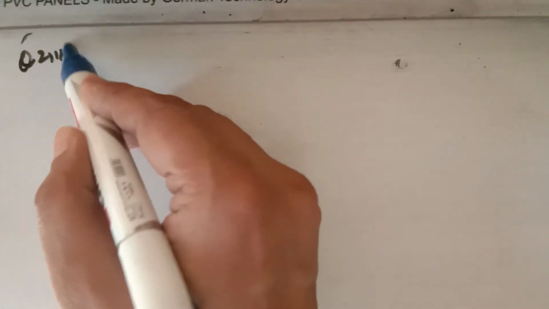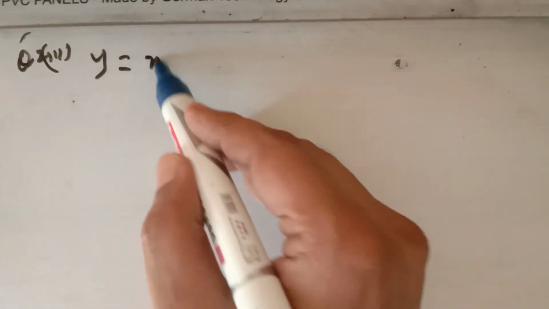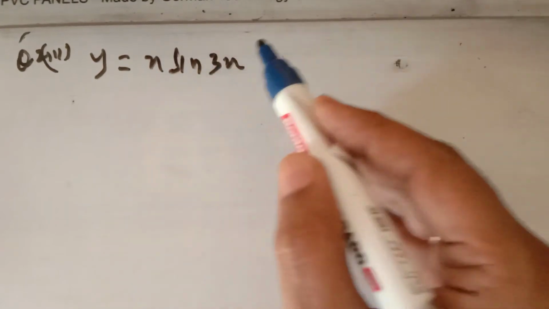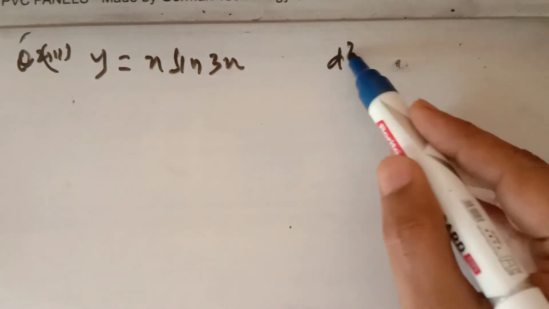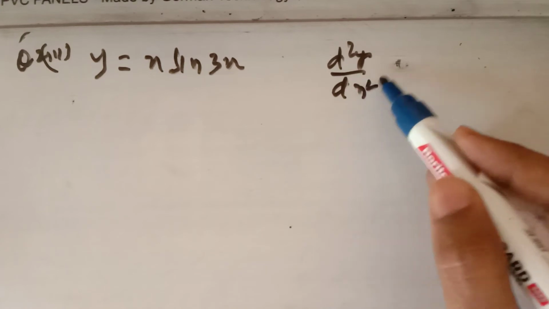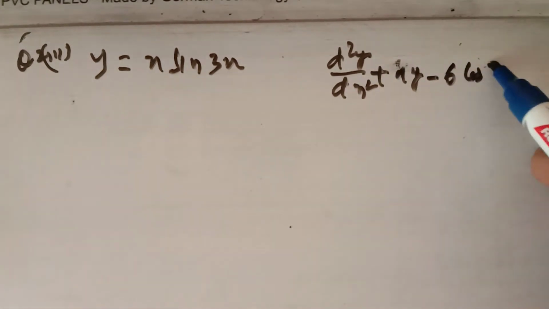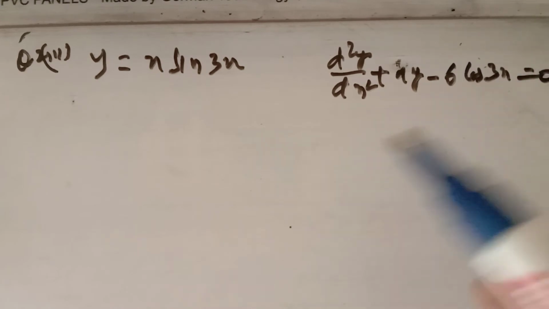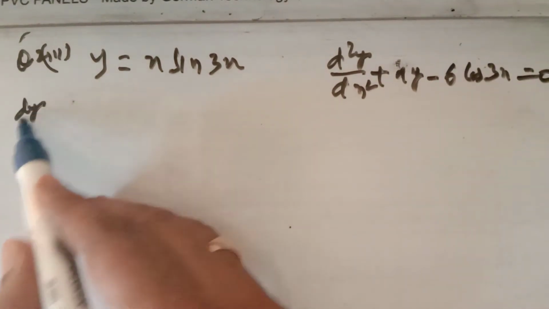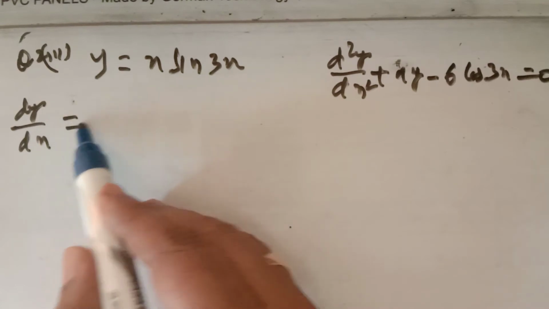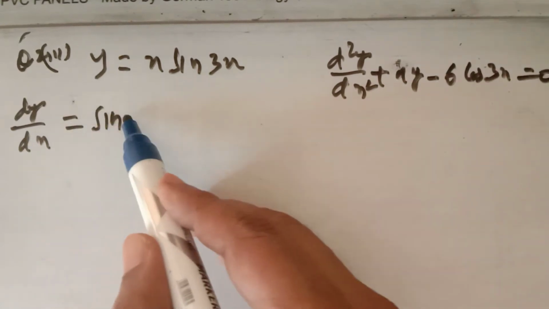Now let us take question number 2, third part. Again, we have y is equal to x sin 3x, and you have to prove that the second derivative plus 9y minus 6 cos 3x equal to 0. You have to prove it. So you can proceed as usual. Find the first derivative. You have to use the product rule.